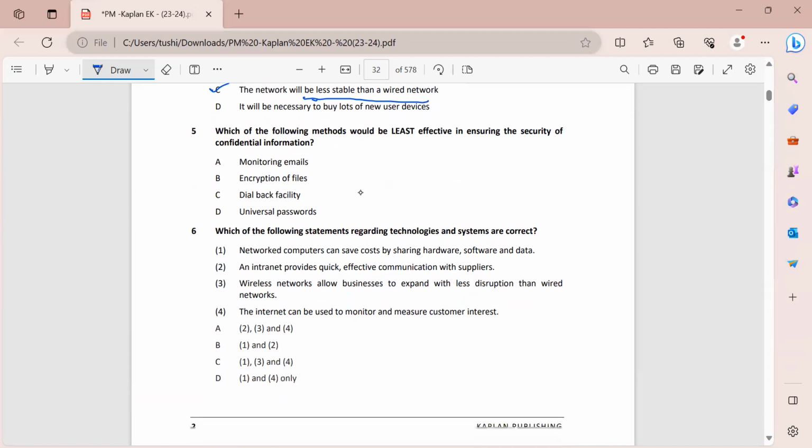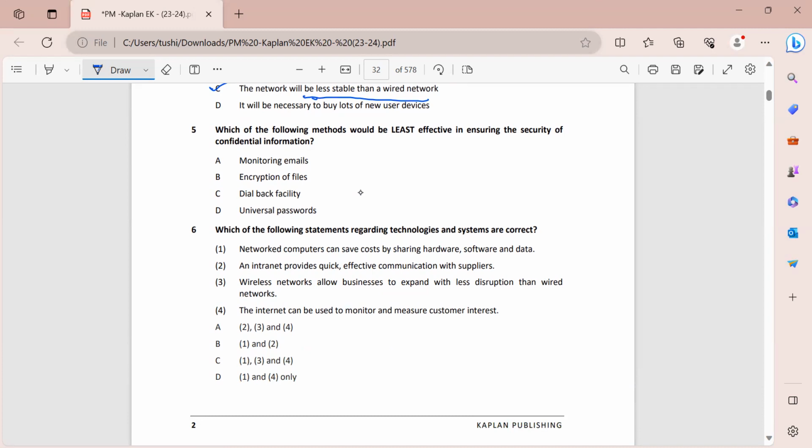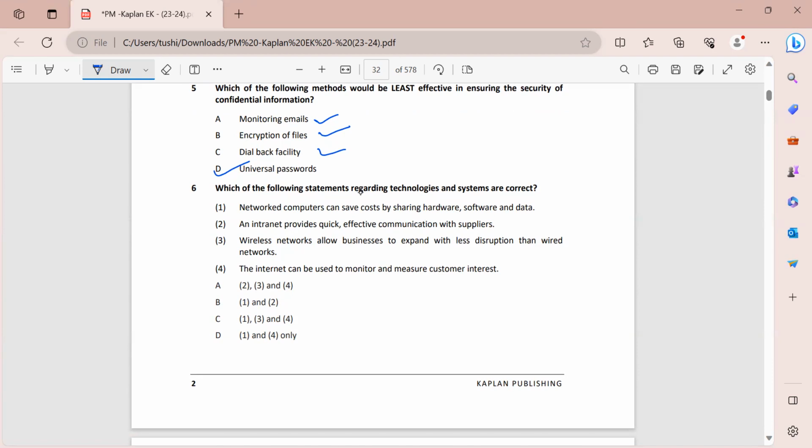Moving on to the fifth one, which of the following methods would be least effective in ensuring the security of confidential information? Monitoring emails, yes, somewhat effective. Encryption of files will definitely help. Dial back facility will also help. But definitely, if you are having universal passwords, this is going to be a big blunder and this will not ensure the security of confidential information. Universal passwords mean having the same password for each of the locks or wherever you are putting the passwords. So that will not be very effective in securing your confidential information.